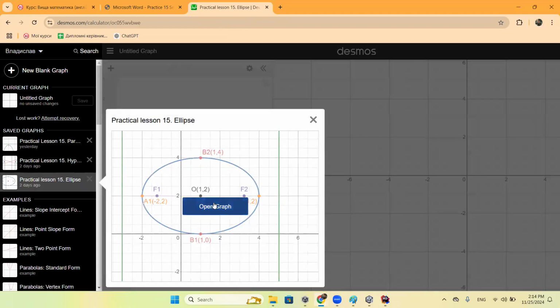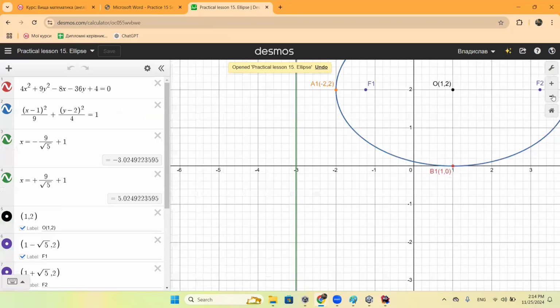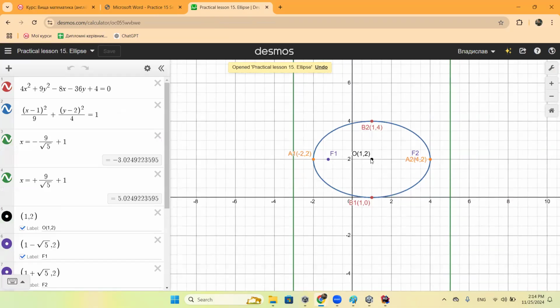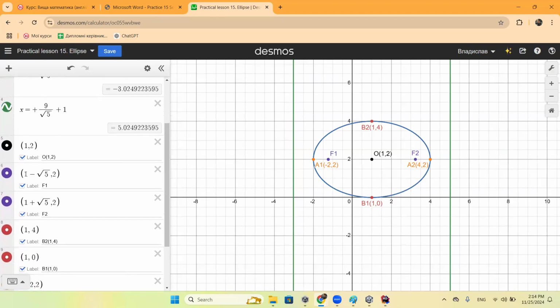And now I will show you the graph of the ellipse with all the points that are required. So the center is at the point 1, 2. Then, by the way, we have the vertices of the ellipse here as well. We add the center to the semi-axes, and then we receive the coordinates of the vertices.